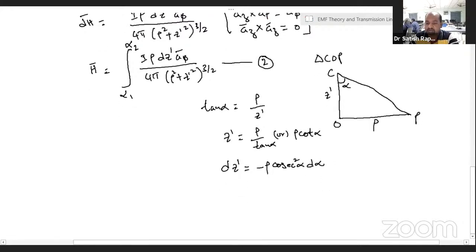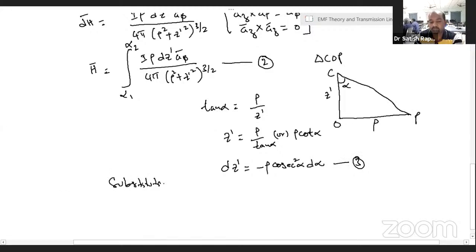Differentiating this, dz dash is equal to minus rho cosecant square alpha d alpha. With respect to alpha, we are differentiating this. So differentiation of cot alpha is minus cosecant square alpha, right? Therefore, dz dash is equal to minus rho cosecant square alpha d alpha. Let us say this is equation 3.